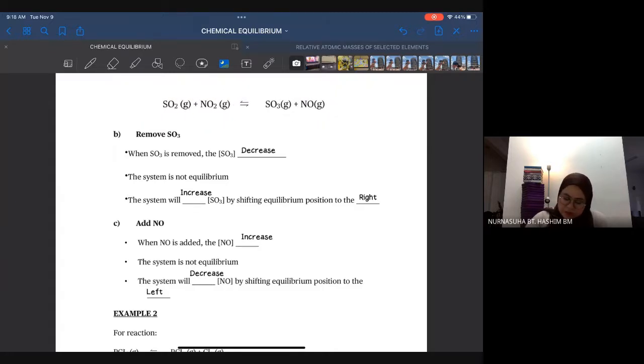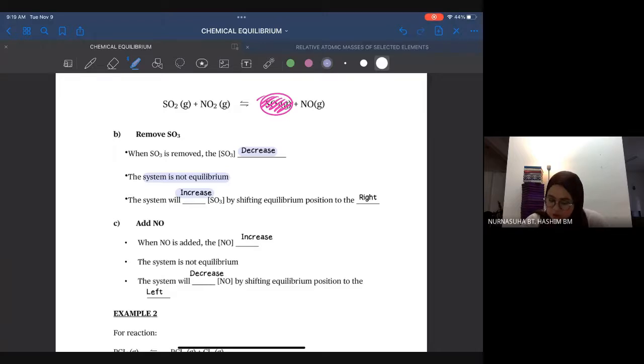Okay, next for B. Dia kata remove SO3. Mana SO3? Okay, this one. Kalau you remove SO3, of course lah equation jadi tak seimbang kan? So, concentration of SO3 akan decrease. So, system is not equilibrium. So, system akan cuba increase balik concentration of SO3 by shifting the equilibrium to the right.